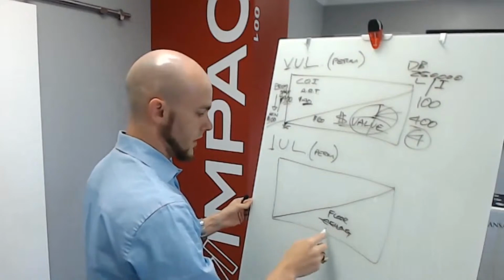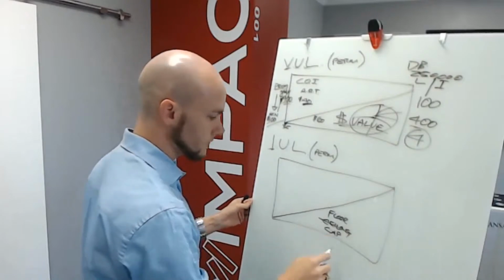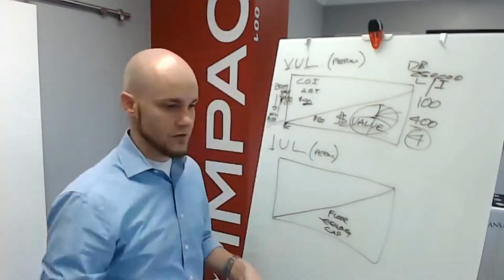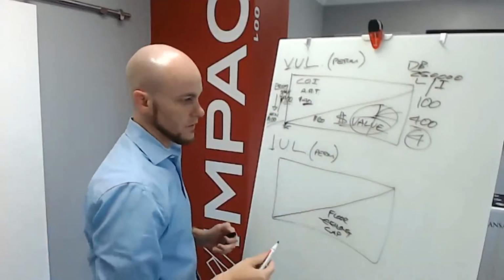Or a lot of companies call it a cap. But basically a floor and a ceiling. It's just, we're in a room, there's a ceiling, there's a floor. It's just a better visual.